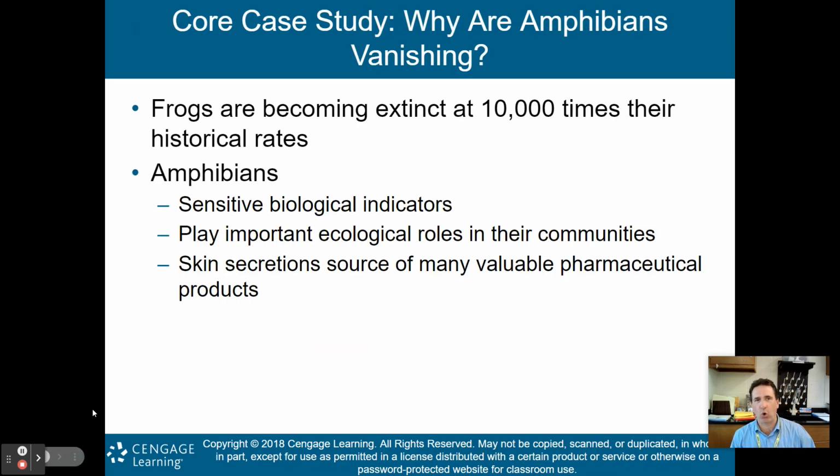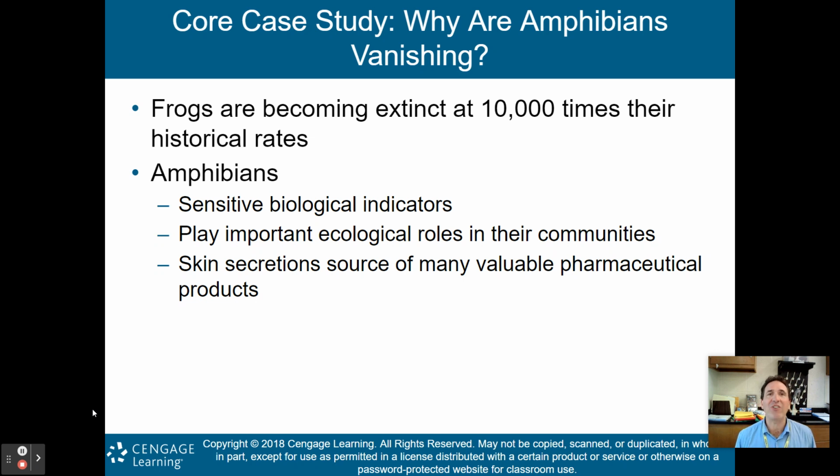All right, we start off with a core case study talking about why amphibians are vanishing. Frogs are becoming extinct at 10,000 times their normal historical rates of becoming extinct. Some of the reasons: skin secretions are the source of many valuable pharmaceutical products. So the frogs, the amphibians, are being hunted. Unfortunately, they play important economic roles in their communities. So by hunting them and by them becoming extinct, obviously we're messing with the biodiversity.